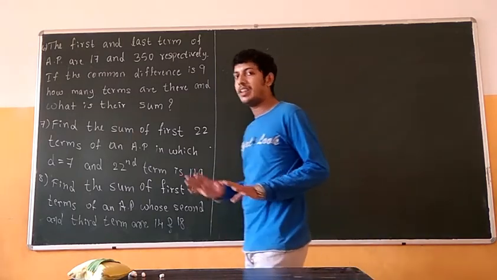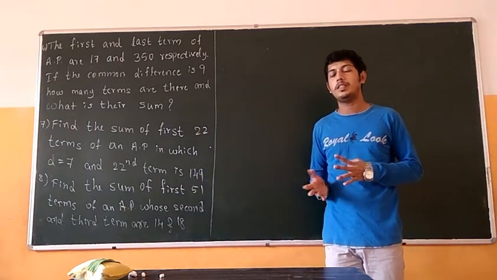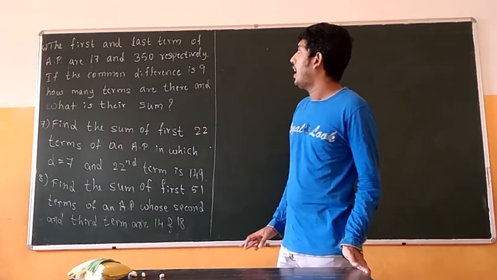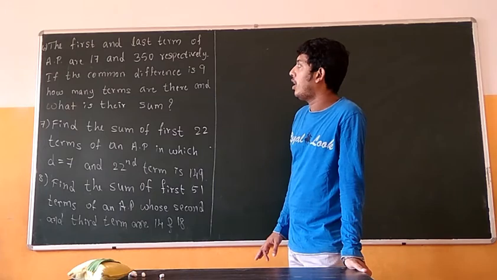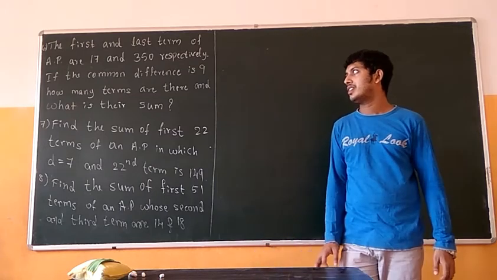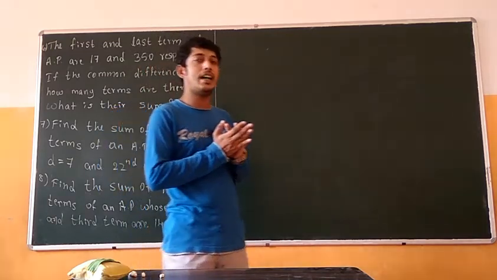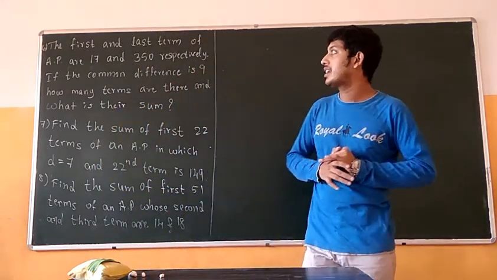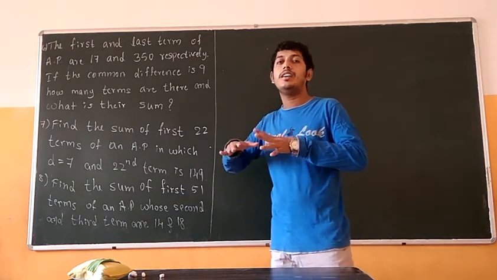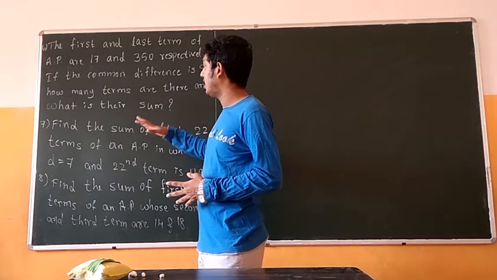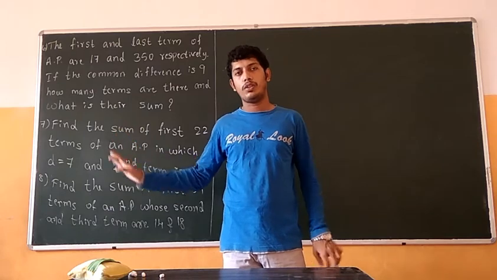The first and last terms are given, so we can take the last term as an or L, and the first term as A, respectively. If the common difference is 9, how many terms are there and what is the sum? Here they give the first term, the last term, and the common difference, 9. We have to find how many terms, that is n, are present, and we have to find the sum Sn for this arithmetic progression.